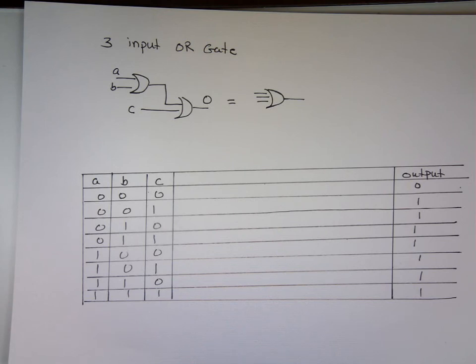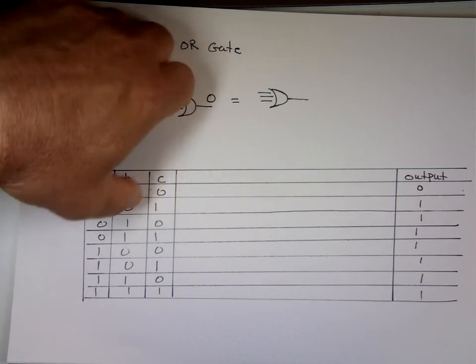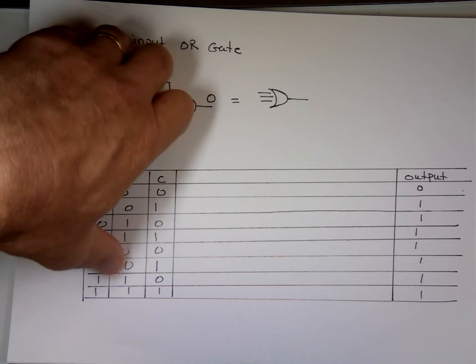How many combinations for 3 inputs? 8. Why 8? What's 2 to the power 3? Remember, each one has 2 options, 0 or 1, probability here. Each one of these inputs has 2 options, 0 or 1. So A can be 0 or 1, B can be 0 or 1, C can be 0 or 1. That's 2 options. 2 times 2 times 2, there's 8 of them. So there's 8 combinations, 0, 0, 0. That's the 0, the 1, the 2, the 3, the 4, the 5, the 6, the 7.